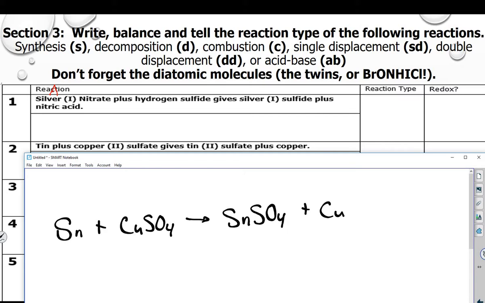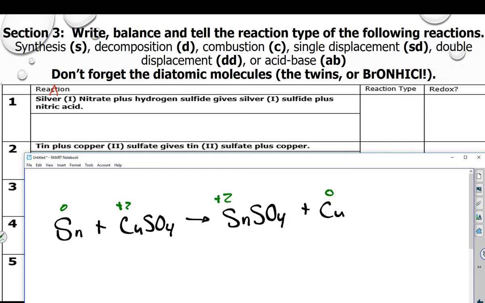Now, in order to be able to find out what is being oxidized and what's being reduced, what's the oxidizing agent, what's the reducing agent, yes, I would need to. But I know these are zeros, and I know that was a +2, and I know that was a +2, right? Because they gave it to me. Sulfate stayed the same. So those are the only things that are changing.